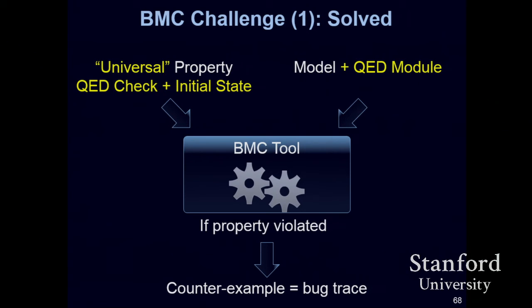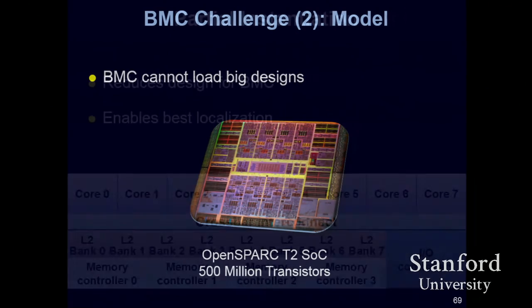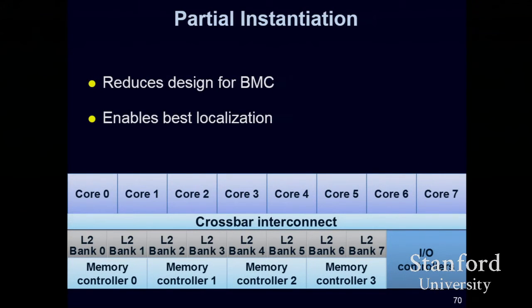So basically, if you have a chip with a processor, with a core that has instructions, you can apply this technique and you don't have to write properties, right? You can just use the QED property. Now, what about the second challenge, design size? Okay, so the idea we have here is to use something called partial instantiation.